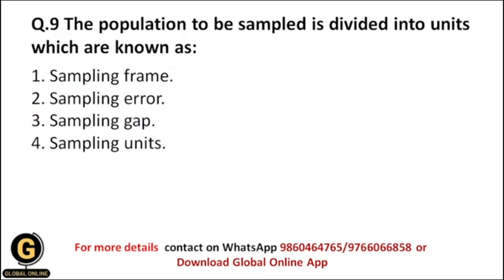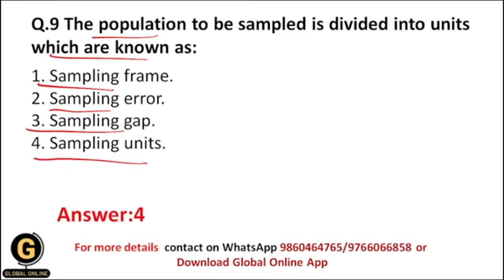The population to be sampled is divided into units which are known as. Whenever a population that would be sampled in future is divided into different kinds of units, what are those called? Whether it is called sampling frame, sampling error, sampling gap, or sampling units, obviously it is called sampling units because these are the units, right? So for example, I have a population of 1000 people, and this population needs to be sampled, and that's why it is divided into different units.